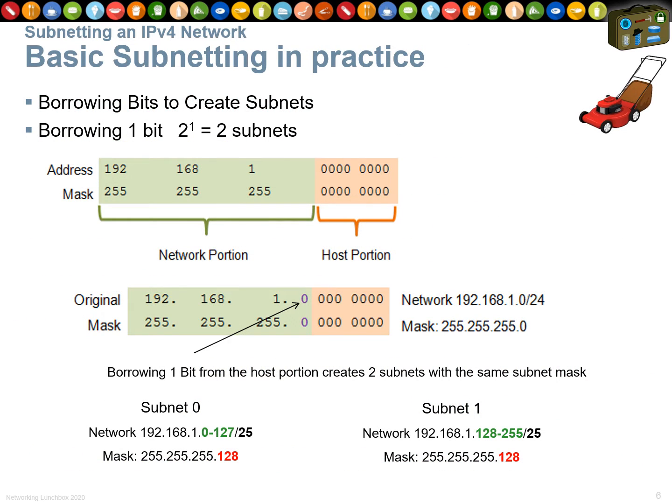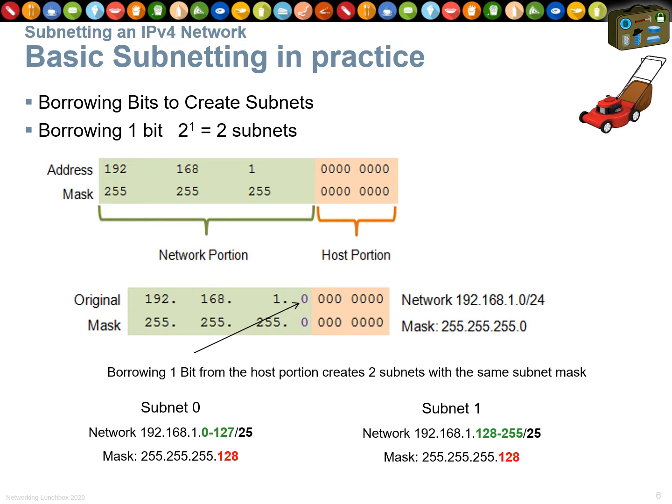So let's have a look at this example now. We start off with 192.168.1.0, a normal standard network. We've chosen to borrow 1 bit. And that 1 bit has now provided us with 2 subnets. The first subnet, subnet 0, gives us a range from 0 to 127, where 0 is the network ID and 127 is the broadcast address. And the second subnet is subnet 1, which starts at 128 and goes all the way up to 255. So 128 is the network ID and 255 is the broadcast address.